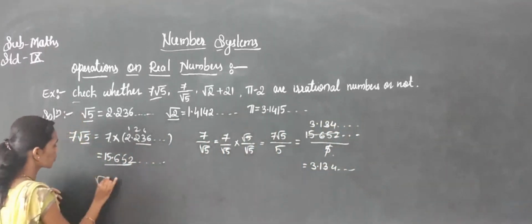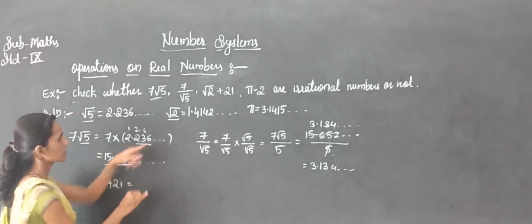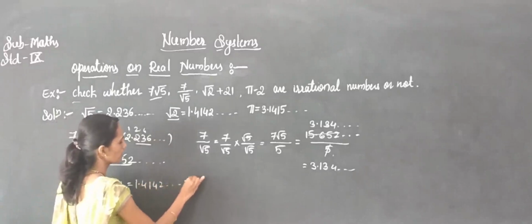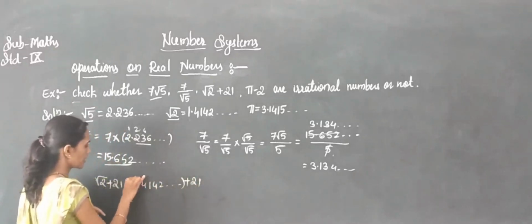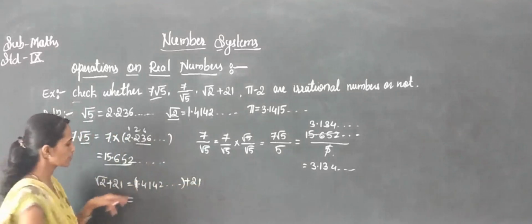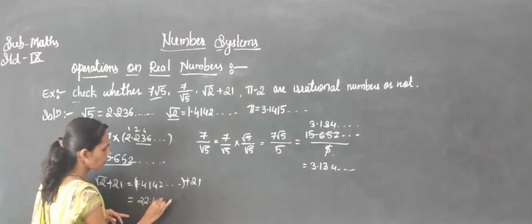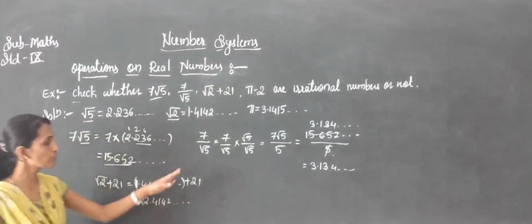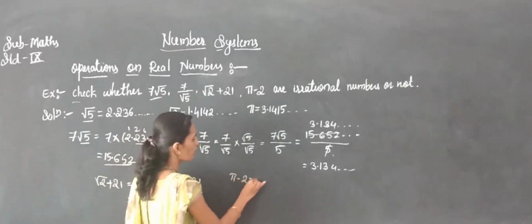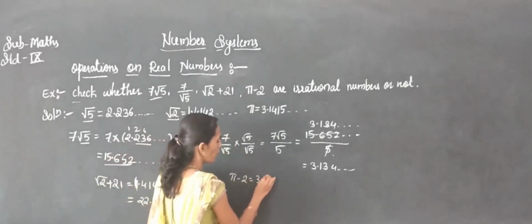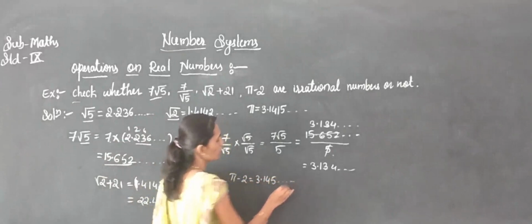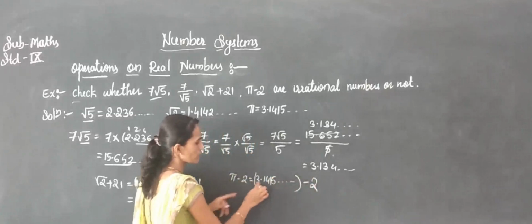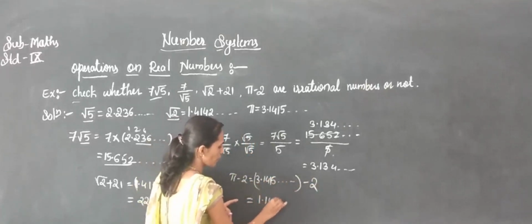The next one is root 2 plus 21. The value of root 2 is 1.4142, and so on, plus 21. Here we add the whole number parts, 21 plus 1, which gives 22.4142. Whatever comes after the decimal stays as it is. The last one is pi minus 2. The value of pi we already know is 3.1415, and so on, minus 2. So 3 minus 2 is 1, which gives 1.1415, and so on.